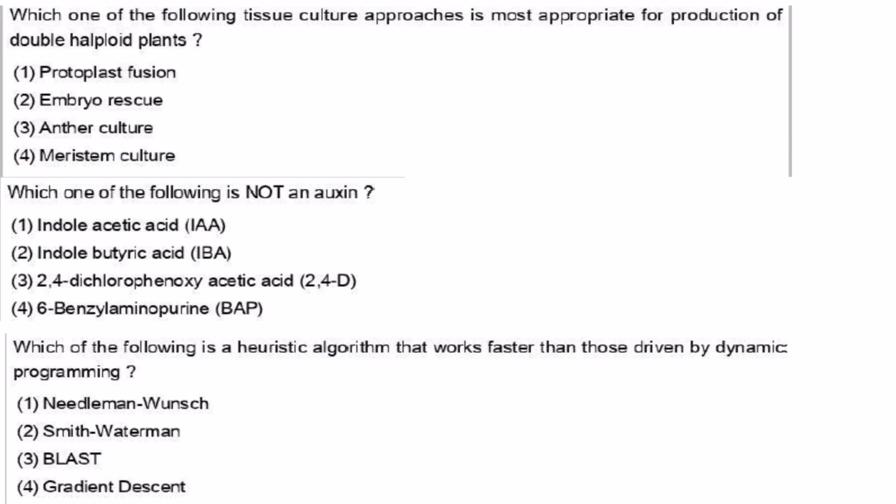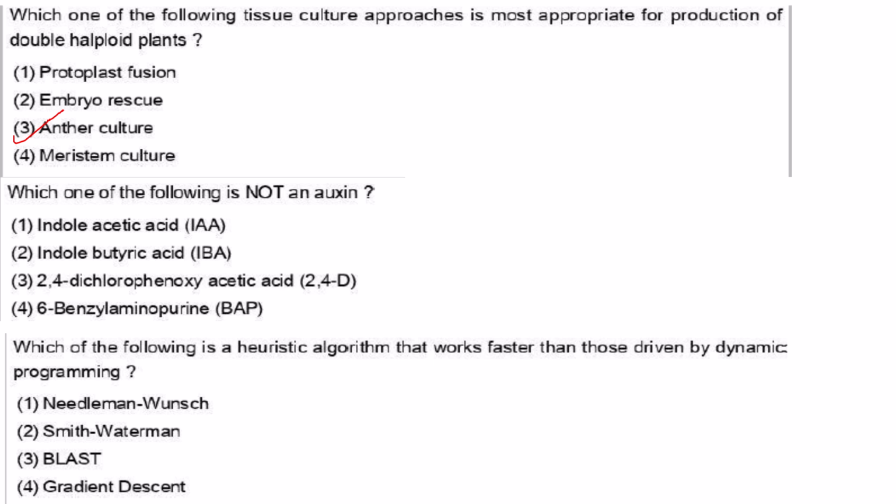Then next one. Which of the following tissue culture approaches is most appropriate for the production of double haploid plants? Protoplast fusion involves fusing of protoplasts from different plant species to create hybrid cells. Then embryo rescue is culture of embryos which are obtained from wide crosses, or I can say interspecific crosses. So that is embryo rescue. Anther culture, yes, that is for haploid plants. Because in anther culture there are microspores, that is pollen grains in the anthers, and when you culture them they will develop into haploid plants which can be converted into double haploids by chromosome doubling. Then meristem culture is for production of virus free plants. So fourth is also not the answer.